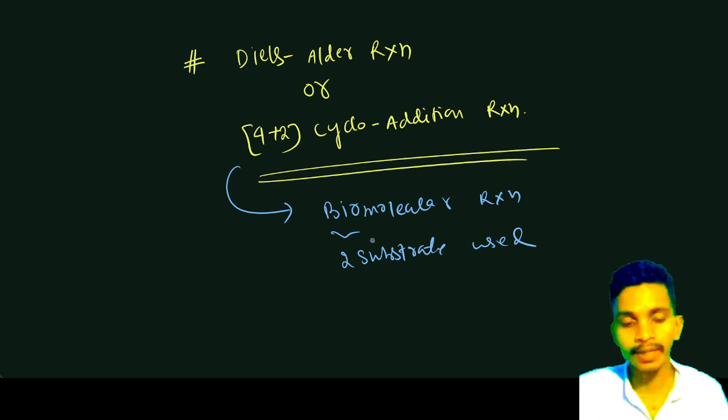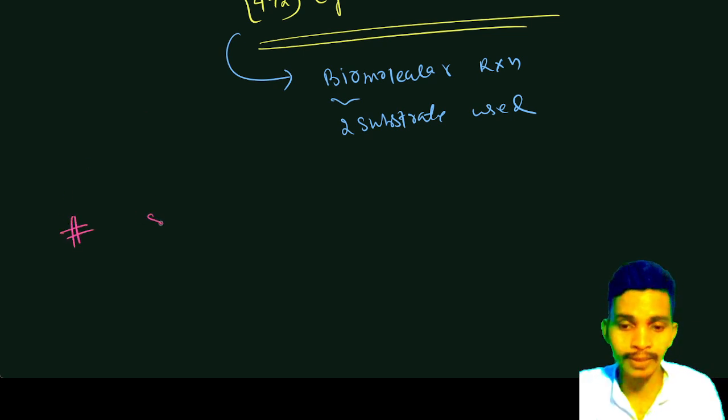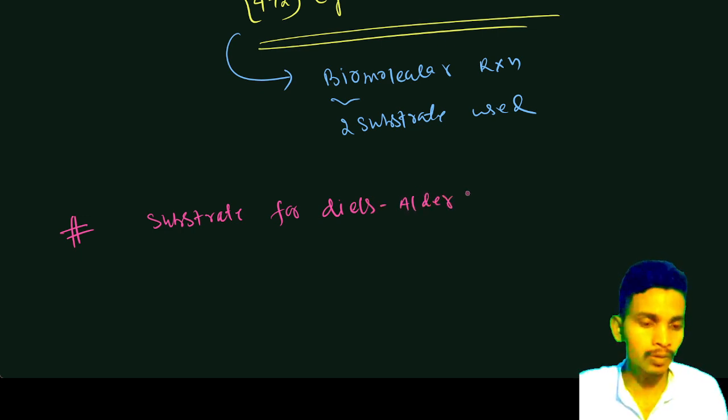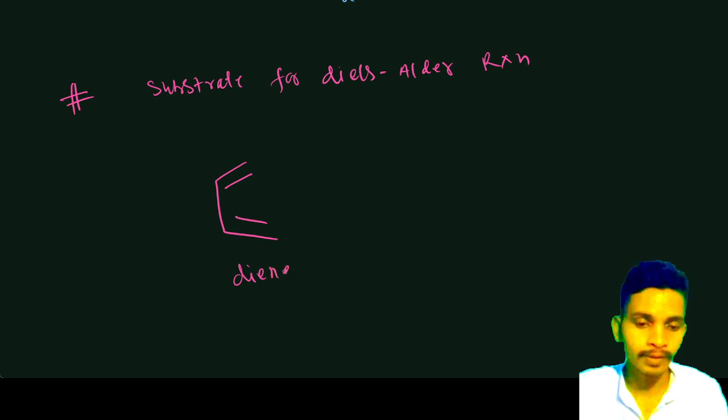In the previous class I discussed the substrates for Diels-Alder reactions in detail. So what are the substrates? One is a diene, that is, two double bonds are there, and the other substrate is a dienophile.